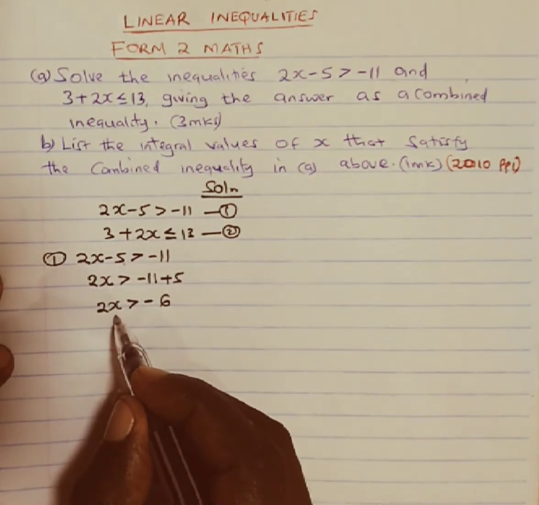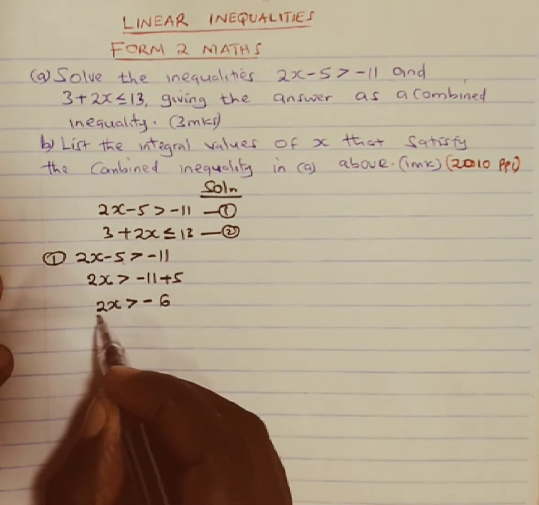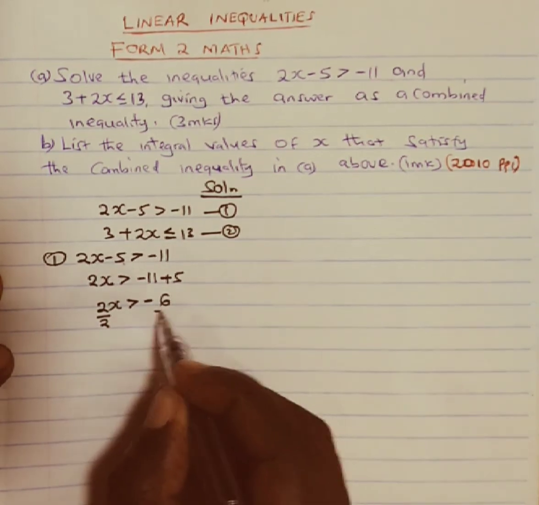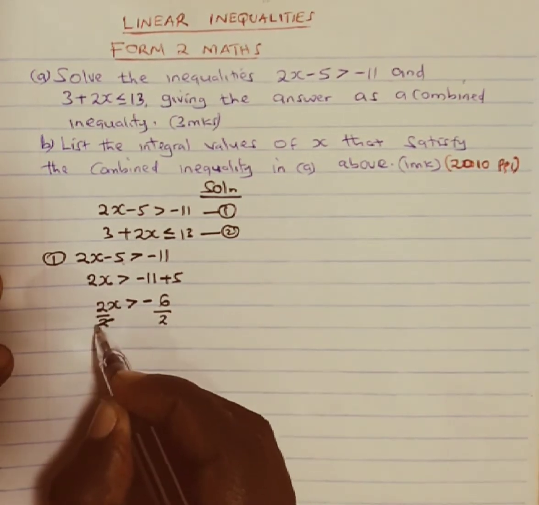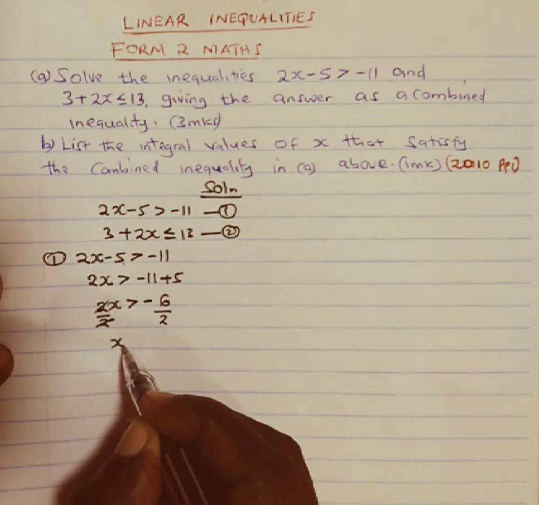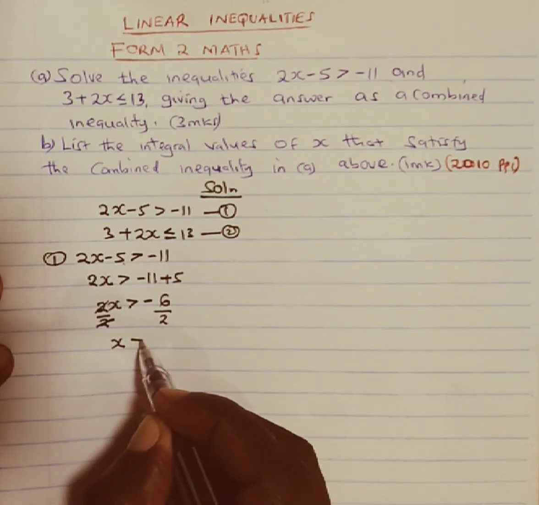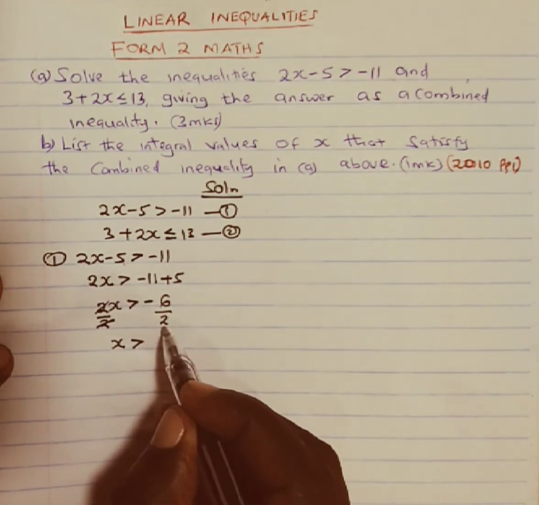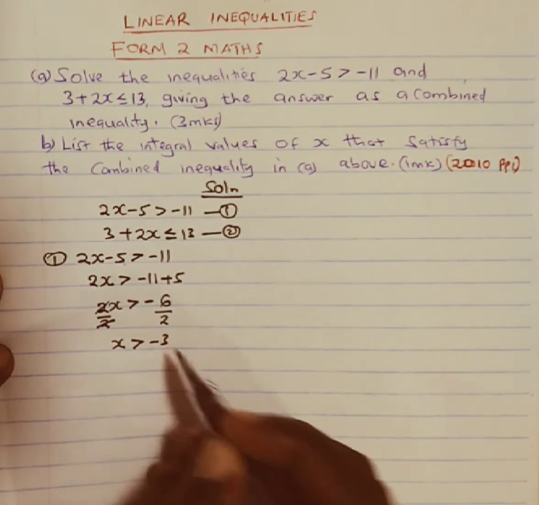And if you want to get the value of x, you are going to divide both sides by 2. 2 and 2 cancel, so that we remain with x being greater than negative 6 divided by 2, you get negative 3.